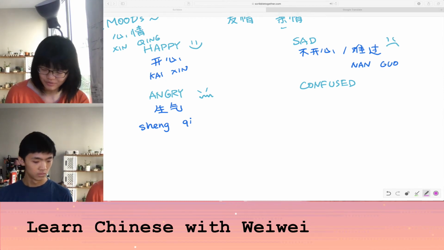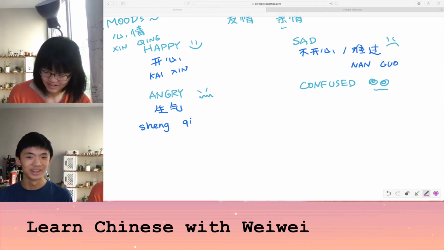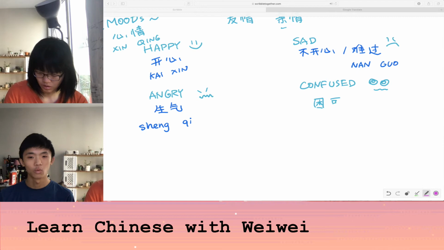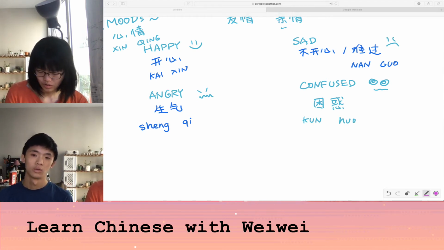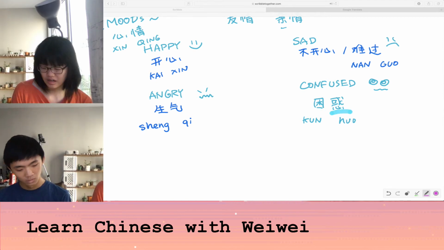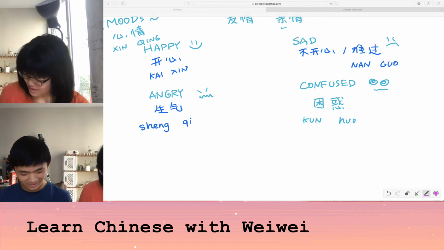How would you draw confused? Stars for the eyes or something. The character may look a little more complicated here. 困惑. 困 on its own isn't normally used.